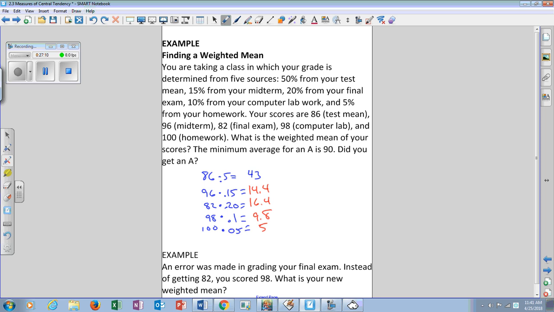The minimum average for an A is 90. Did you get an A? So we take the sum of these. It's 43 plus 14.4 plus 16.4 plus 9.8 plus 5, which was 88.6. It's 88.6 divided by the total.